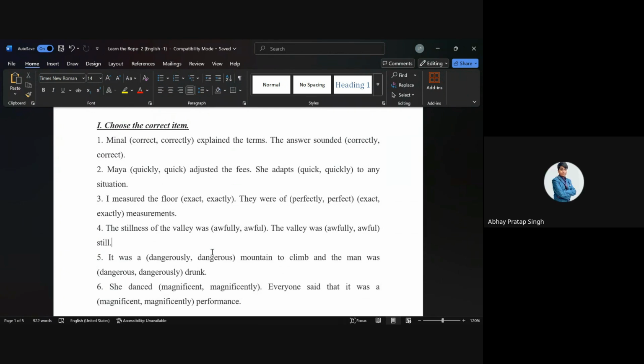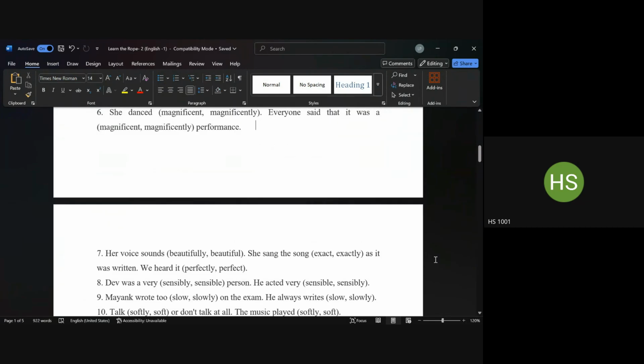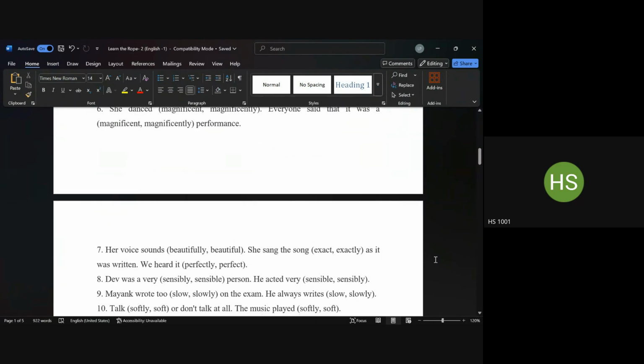Sixth one, she danced magnificently. Danced magnificently, right? Everyone said that it was a magnificent performance. Performance being your noun, and magnificent being the adjective that qualifies it.